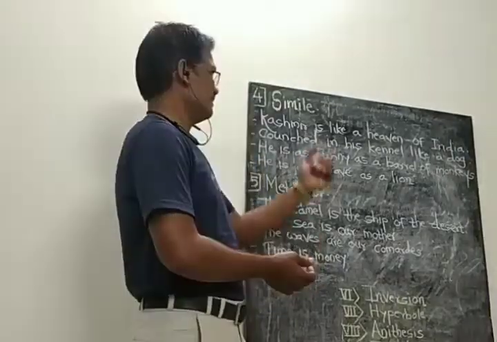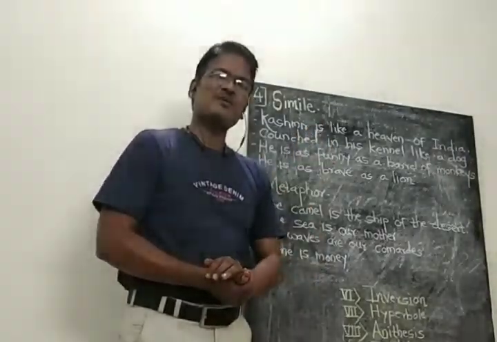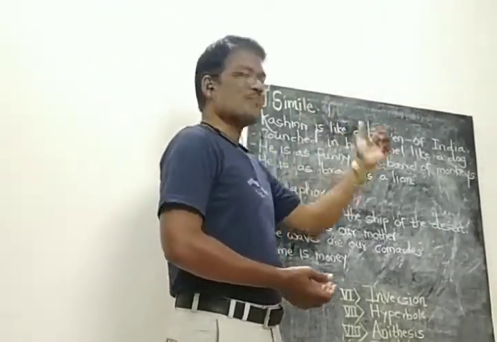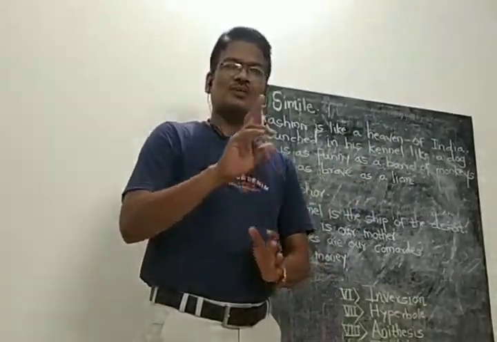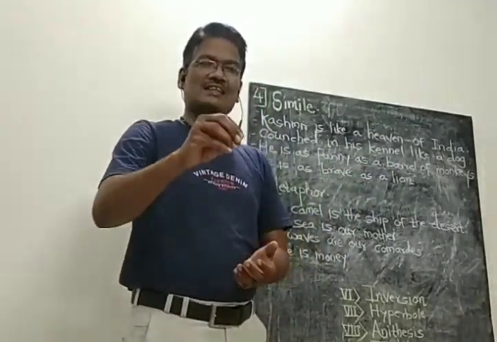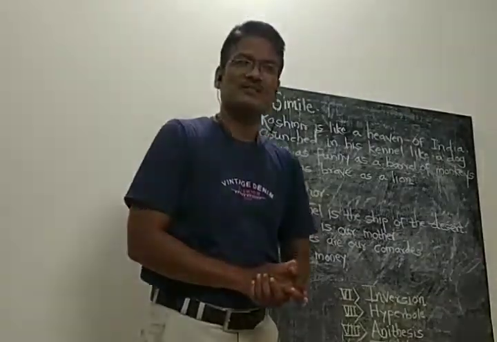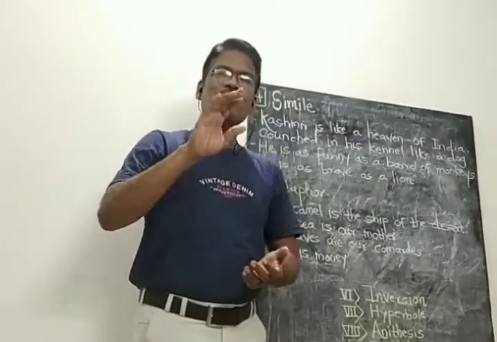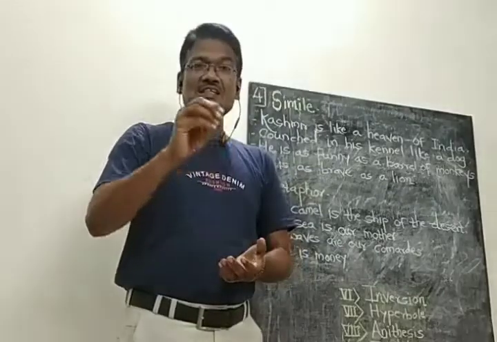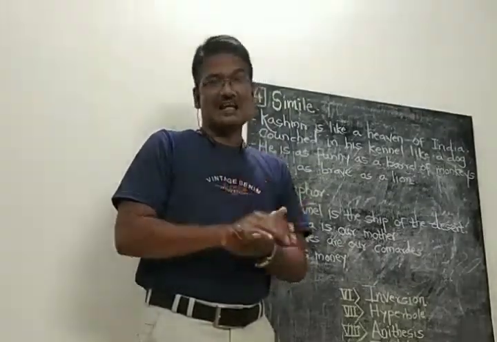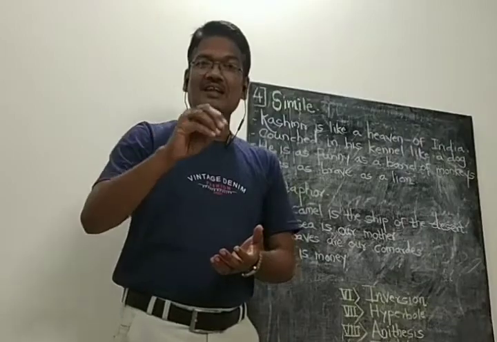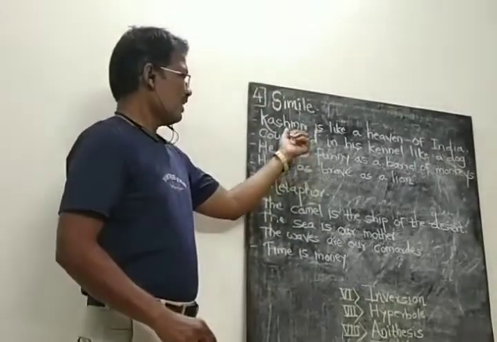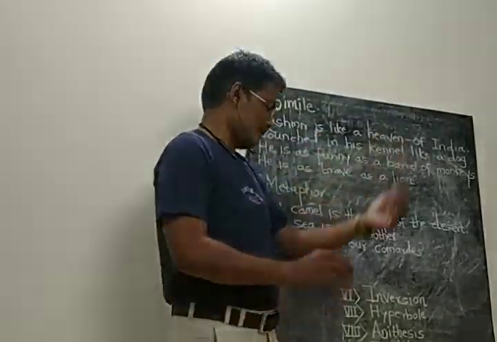Now let us see simile. This figure of speech is also very easy to understand. When there is a direct comparison between two kinds of objects having at least one point in common, it is known as a simile. How to identify simile? In simile, the words like "as" or "like" are used. For example, Kashmir is like a heaven of India.